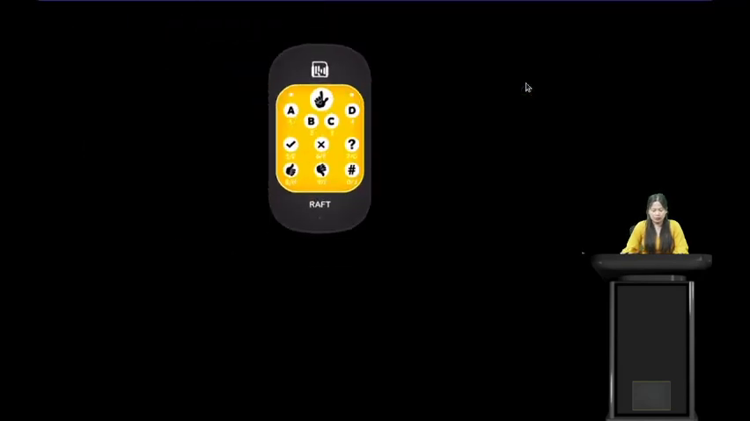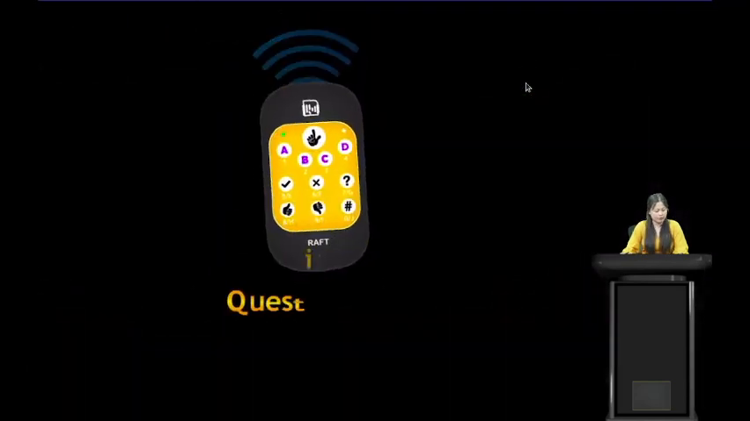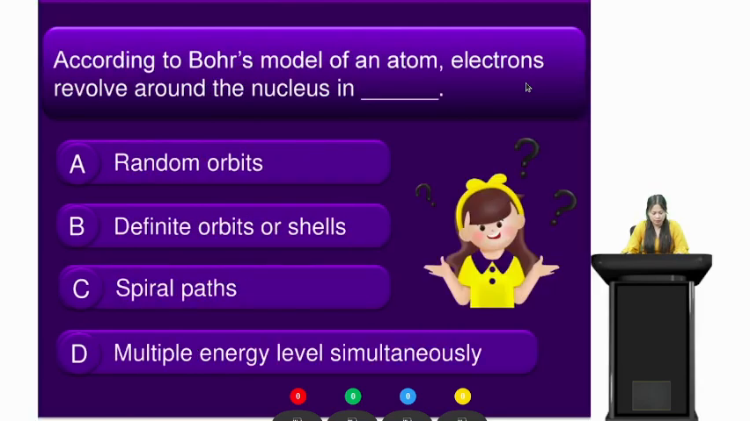Alright students, before proceeding further, let us answer one more question. Please get your rough devices ready. According to Bohr's model of an atom, electrons revolve around the nucleus in which of the following? I'm giving you 25 seconds for this question. Your time starts now.